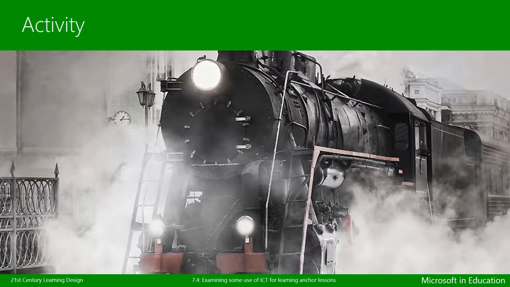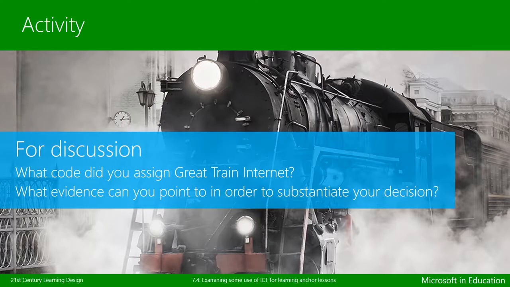As before, we would encourage you to join the discussion area where you can share your views on how you coded the activity. What code did you assign Great Train Internet in relation to use of ICT for learning? What evidence can you point to in order to substantiate your decision?